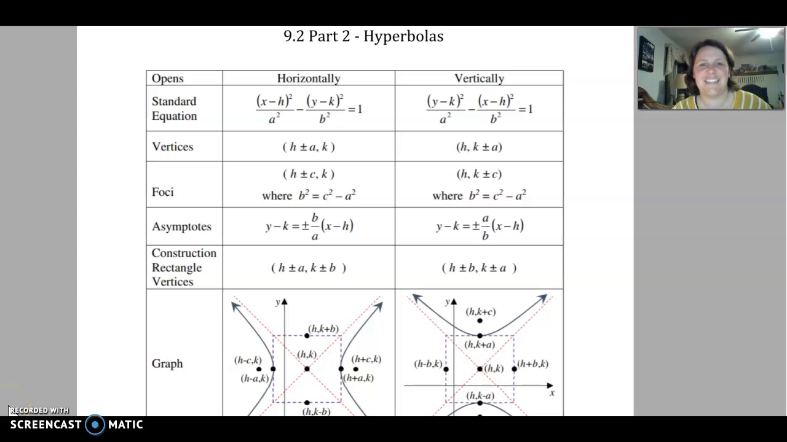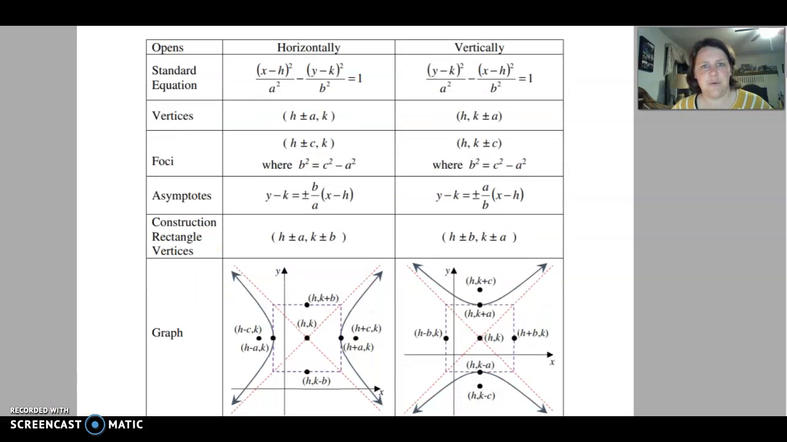Okay, moving on to section 9.2, part 2 for hyperbolas. Now we're going to be working with hyperbolas that are not centered at (0, 0). So here is a table of the changes that will be made.